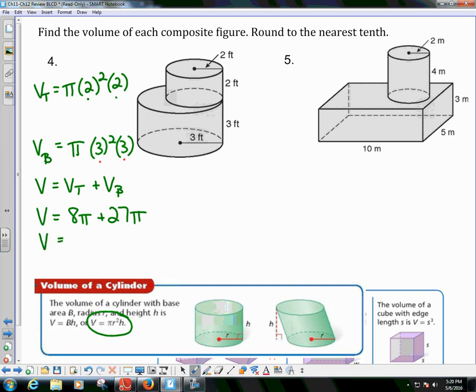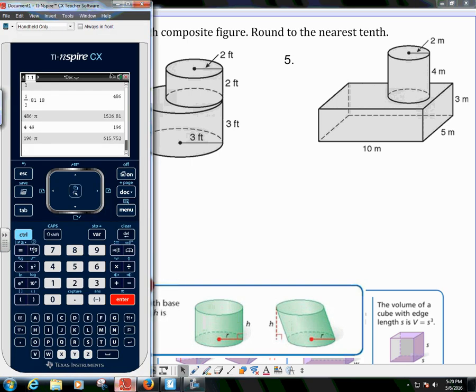I'm going to say 8 plus 27 is 37 pi, and I'm going to go to my calculator with that number. The longer I can wait to do any rounding, the more accurate my answer is going to be. So I go to my calculator and I say 37 times pi, and my answer rounded to the nearest, okay, so this is 109.956.